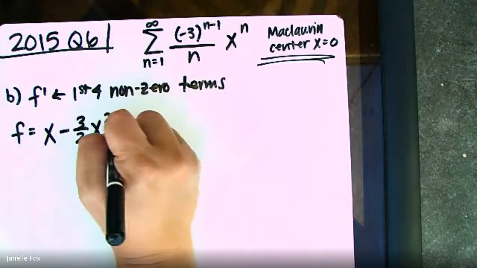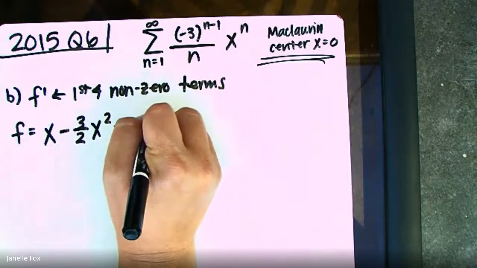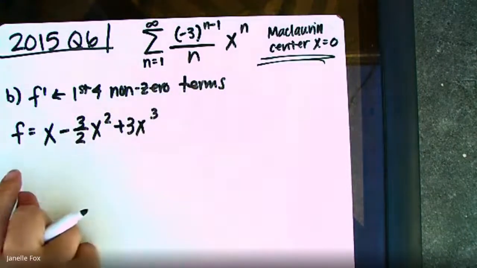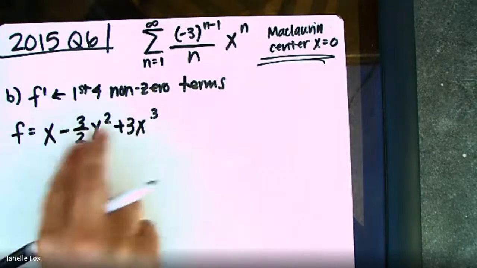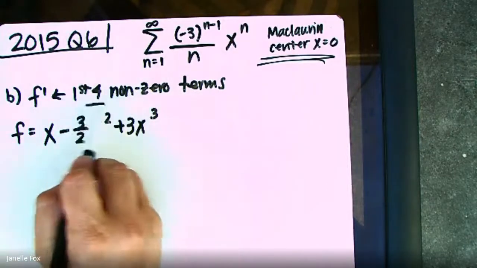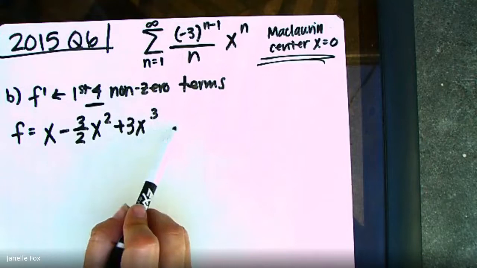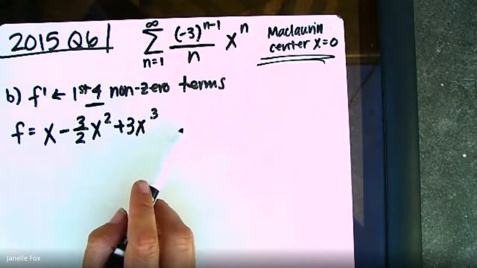So x minus 3/2 x squared plus 3x cubed. So here's the deal. If I'm going to take the derivative of these term by term, it says I need the first 4 terms. I only have 3 terms right now. I'm going to need another term here. So how am I going to get the next term?